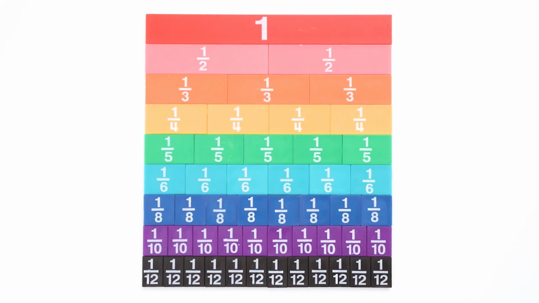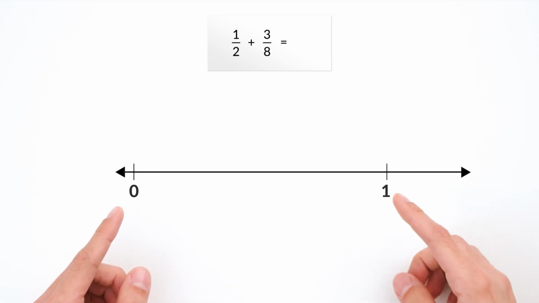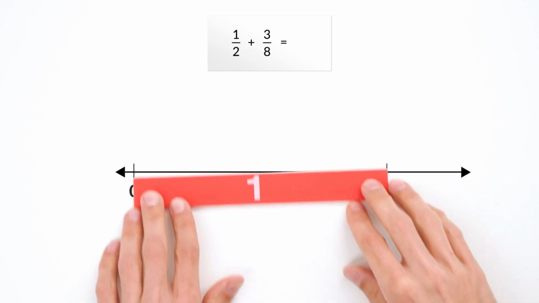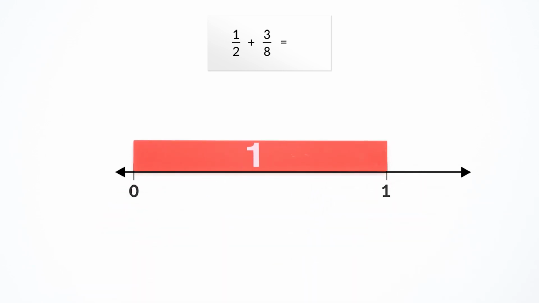Now, some students find number lines to be confusing at first. So it's helpful to start by connecting a concrete representation, in this case we'll use fraction tiles, to the semi-concrete number line. So here's a number line that extends from 0 to beyond 1. The distance from 0 to 1 is the same length as the fraction tile for one whole.